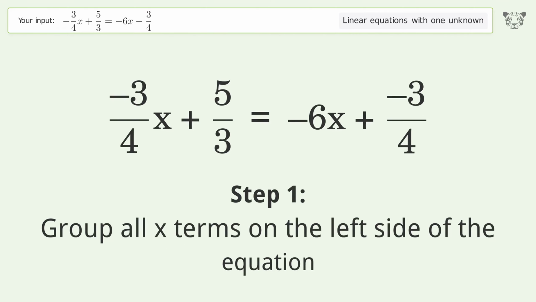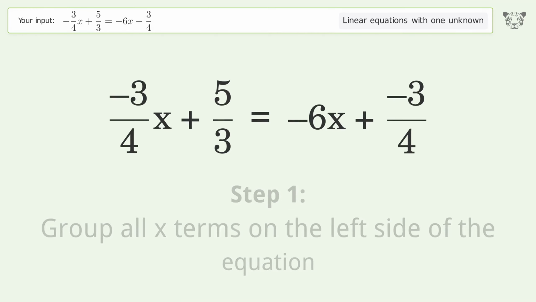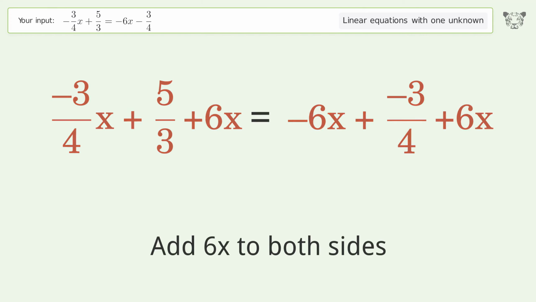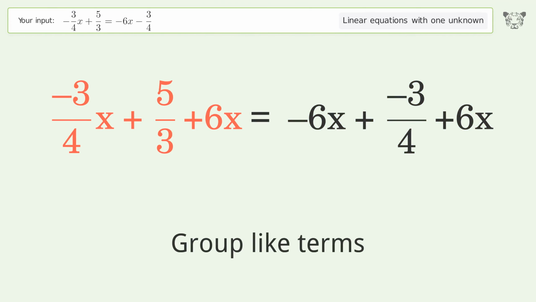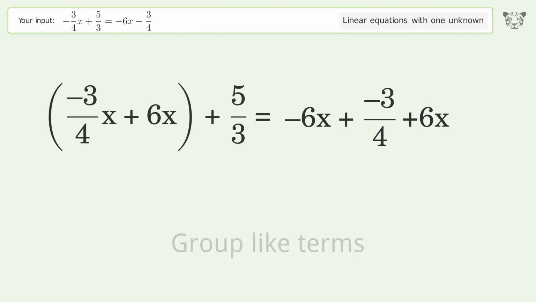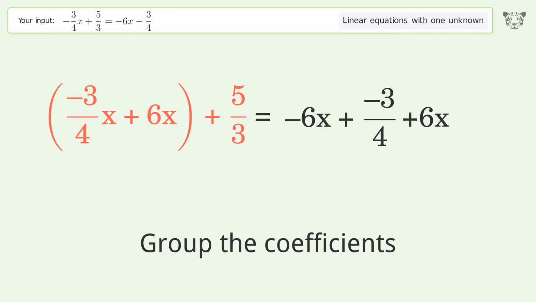Group all x terms on the left side of the equation. Add 6x to both sides. Group like terms. Group the coefficients.